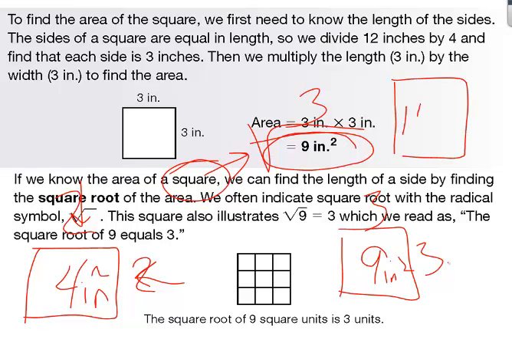If this was 16 inches squared, well, how long would the sides be? Hopefully you know that they would be 4. Each one would be 4. So our area would be 4 times 4 is 16 inches squared.